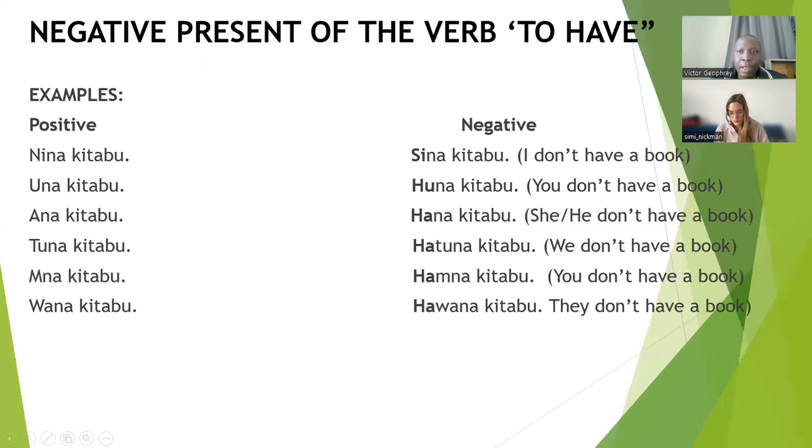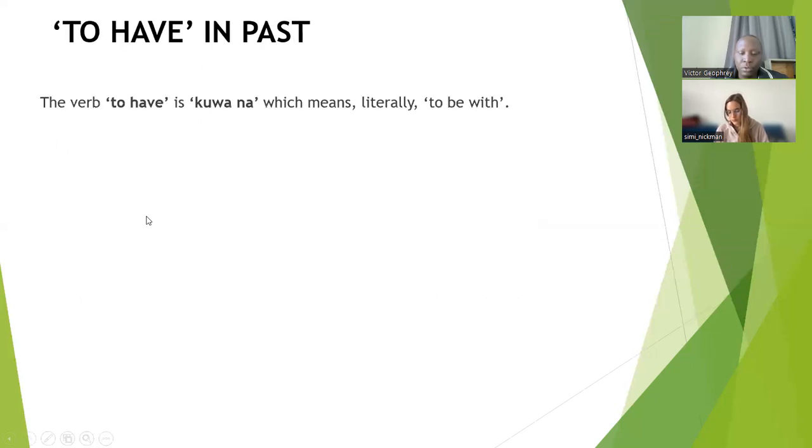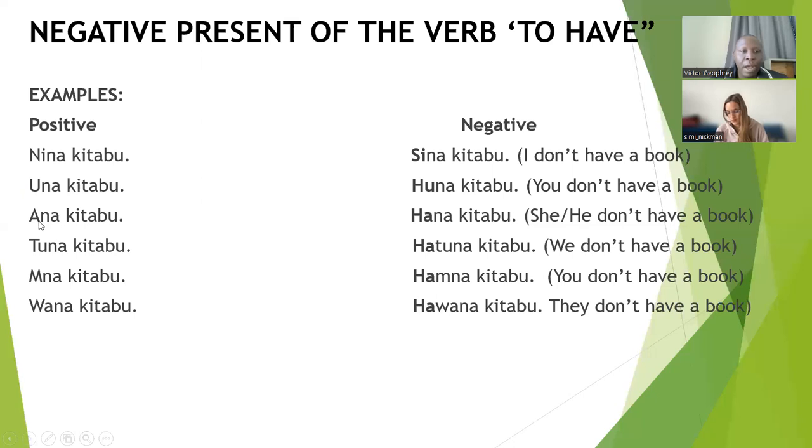Hana kitabu. So the negative of a is ha, and the verb to have is na.